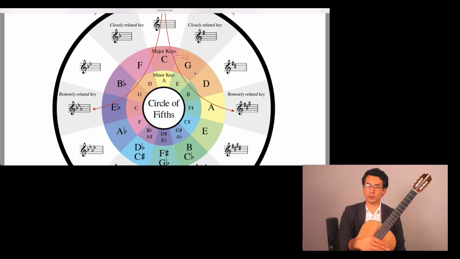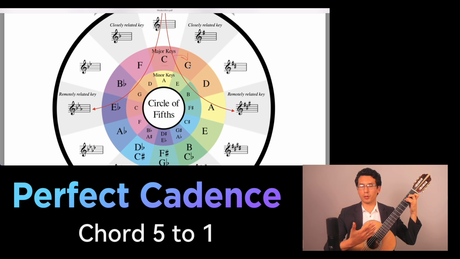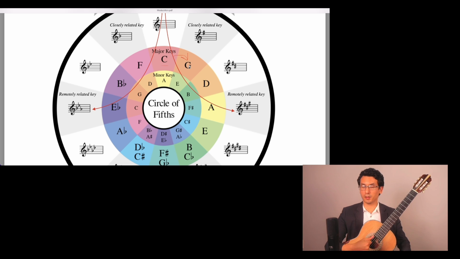Because this circle is moving up in fifths, all we have to do is take the note above. So if we're starting on C, we go up 1 to G, that's our 5 chord. So we can go from G to C, and that is a really important relationship in music. Sometimes that's called a perfect cadence, but it definitely has much more function than just being a perfect cadence. In many ways, it's the basis of most of Western tonal music.